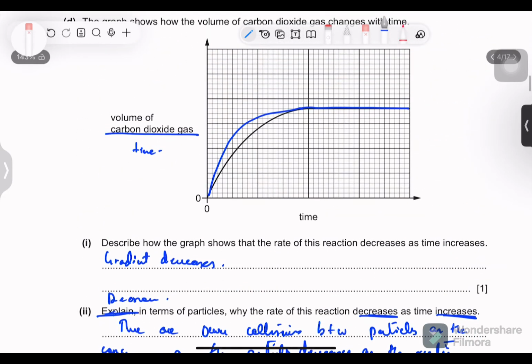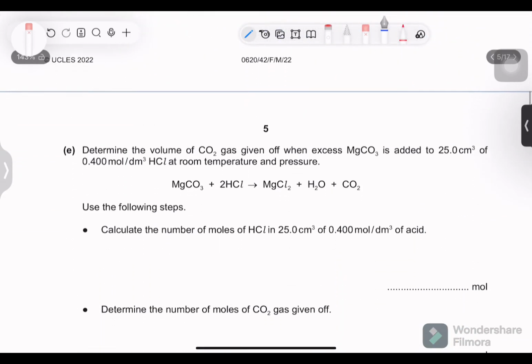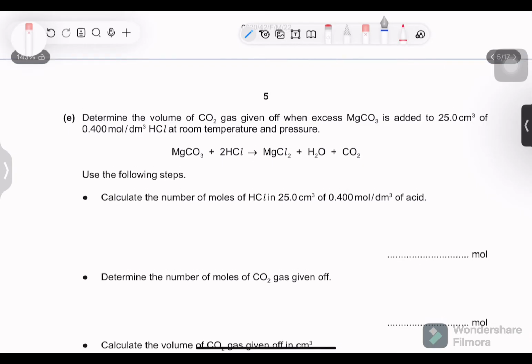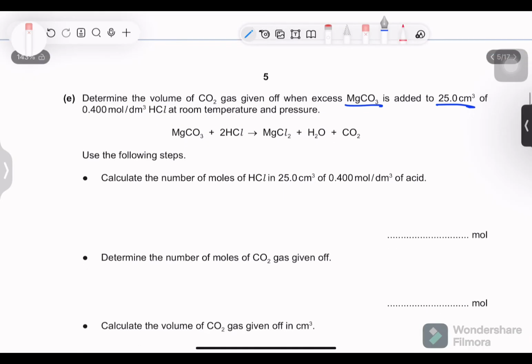Next, determine the volume of carbon dioxide gas given off when excess magnesium carbonate is added to 25 cm cube of 0.4 mole per dm cube HCl at room temperature and pressure. Use the following steps. Calculate the number of moles of HCl in 25 cm cube of 0.4 mole per dm cube of acid. So the formula: moles equals concentration times volume. Volume should be in dm cube. So 25 over 1000 will be 0.025.